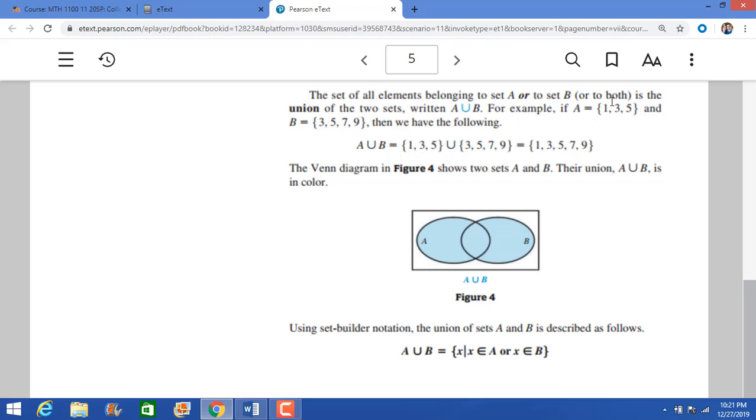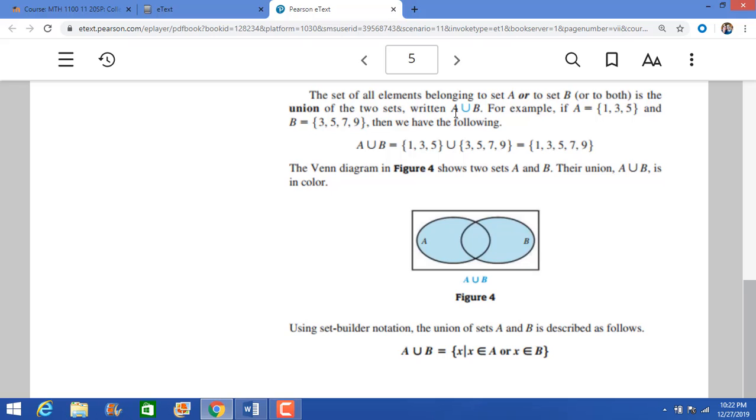So the union of two sets means that we're going to pool all of the sets together and get rid of any duplicates. We're basically going to pour them in the same bucket and then get rid of any duplicates. So we're basically putting them together. If we want the union of two sets, we put them together, we bring them together as one.